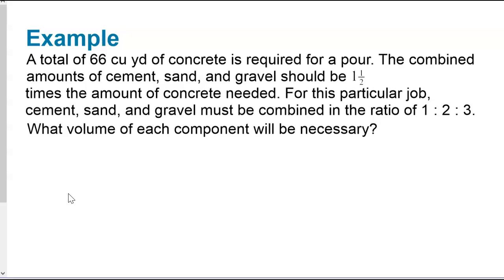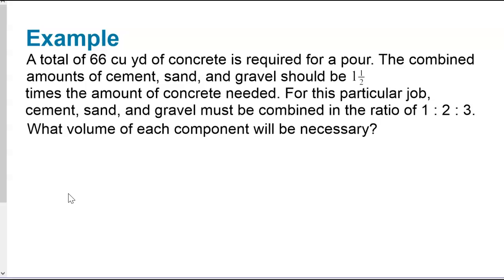So let's look at an example, and go ahead and read it and pause the video, come back when you're ready. Okay, so this says that a total of 66 cubic yards of concrete is required for a pour. This is something that's going to happen on a job site. The combined amounts of cement, sand, and gravel, so it looks like some variables, should be 1.5 times the amount of concrete that's needed. For this particular job, cement, sand, and gravel must be combined into a ratio of 1 to 2 to 3. What's the volume of each component that will be necessary?